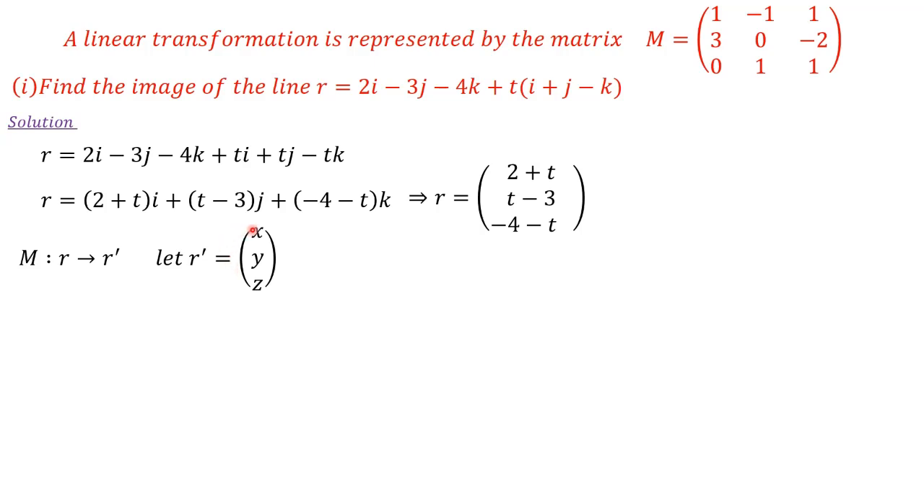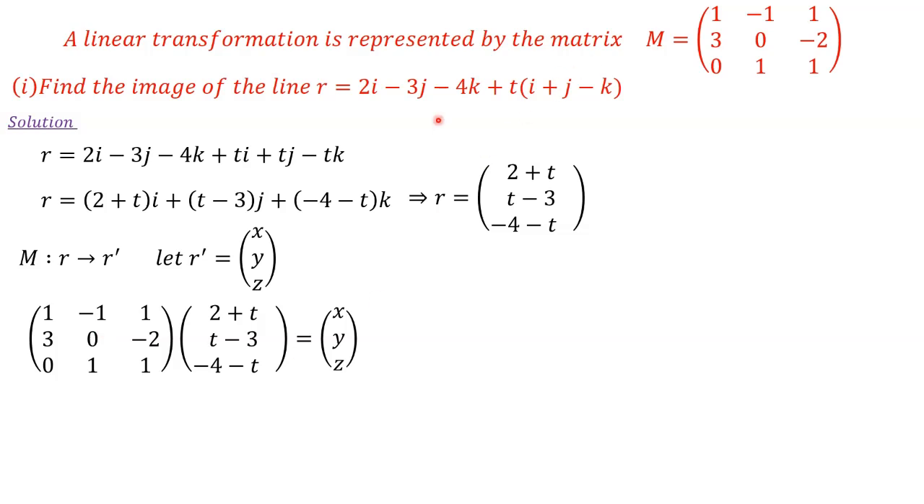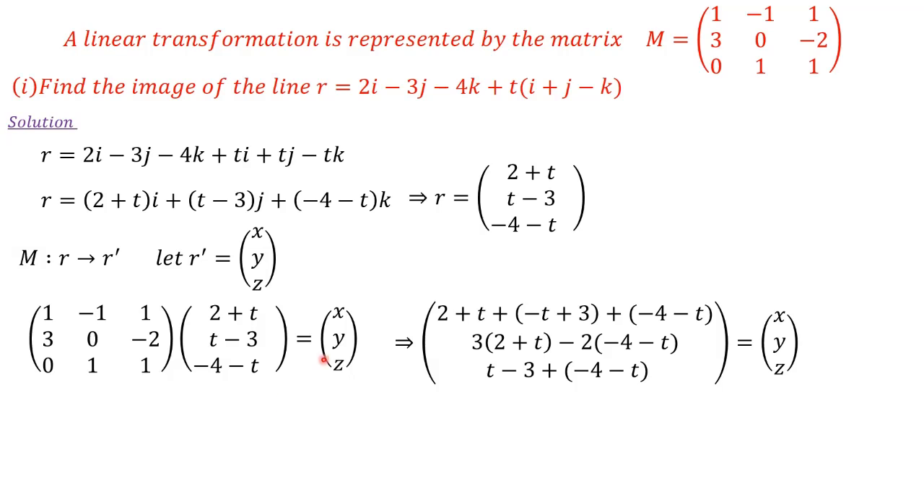Let r prime be equal to (x, y, z), from which we can say that this transformation matrix times the point which we have determined by simplifying the vector equation of the line is equal to the image which we are looking for, that is the image of the line r. We can move forward and simplify: 1 times 2 + t, we get this, then plus negative 1 times this, we get this, plus 1 times this, and so on.